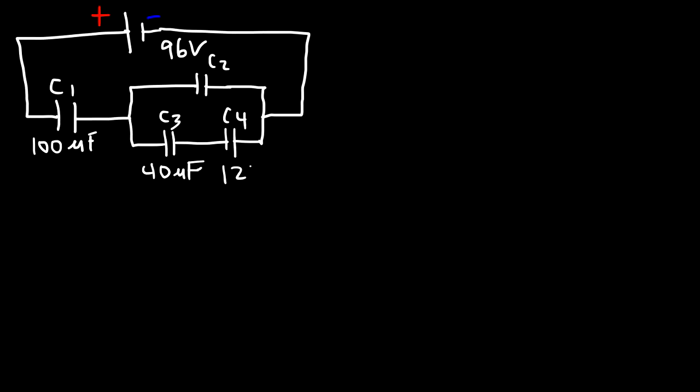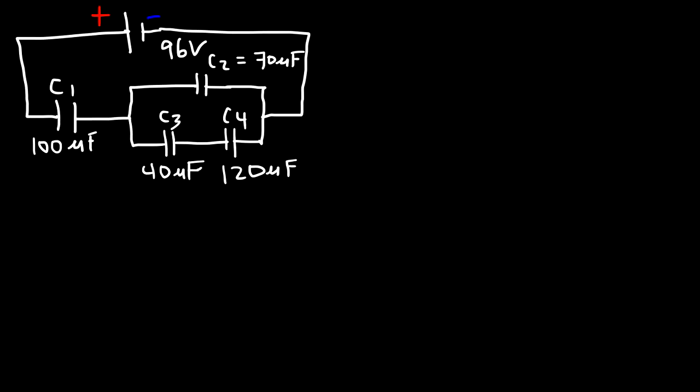So let's say the circuit looks like this. And so this is going to be a 96-volt battery. Here we have the positive terminal and the negative terminal. And let's call this C1, C2, C3, C4. Now let's say C1 has a capacitance of 100 microfarads. C3 is going to be 40 microfarads. And C4, 120 microfarads. And C2, we're going to assign it a value of 70 microfarads.